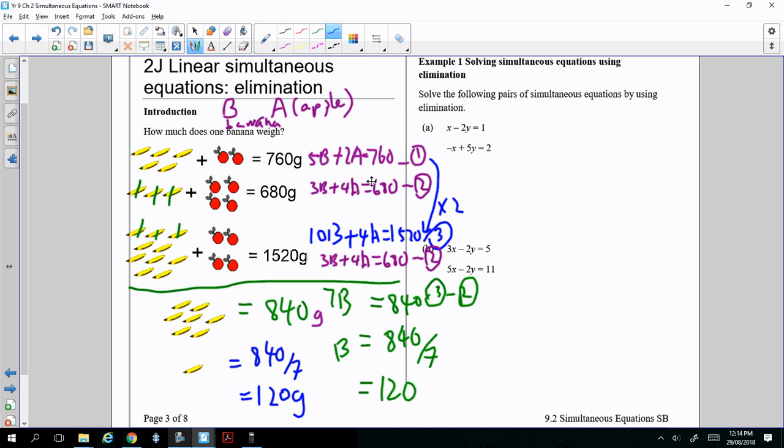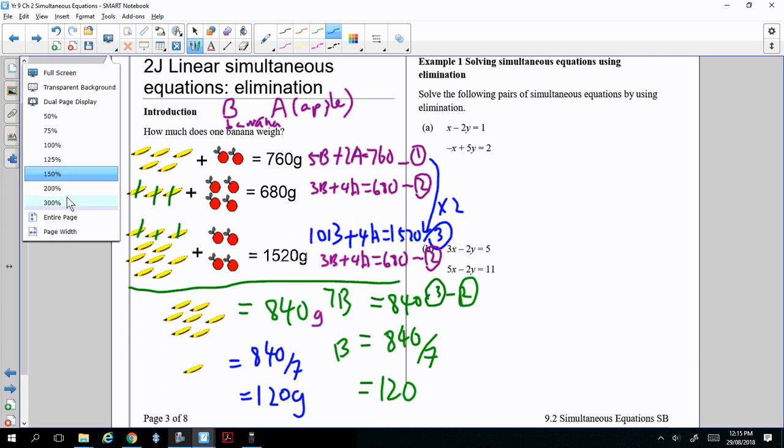Okay, let's move on to the next question. So now we know how to solve this by what is called elimination. Elimination requires you to subtract or add the two equations, right? All right, let's solve the other question.